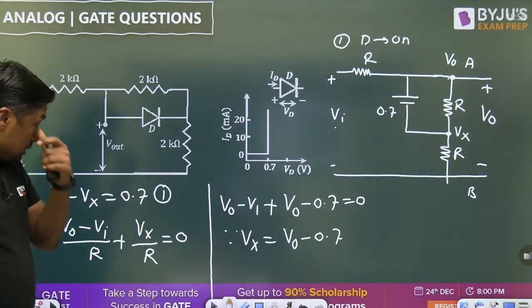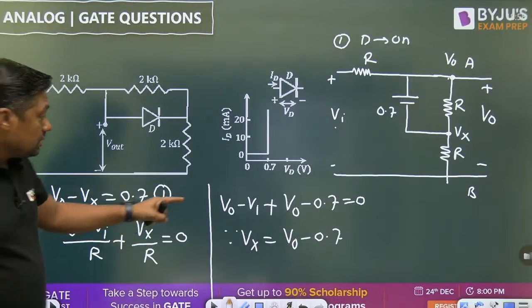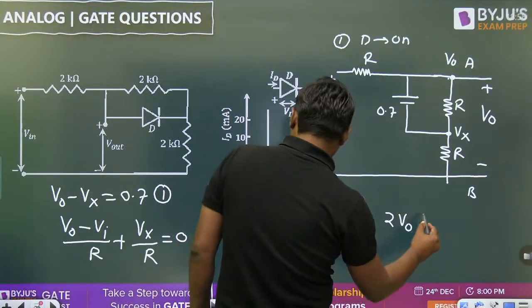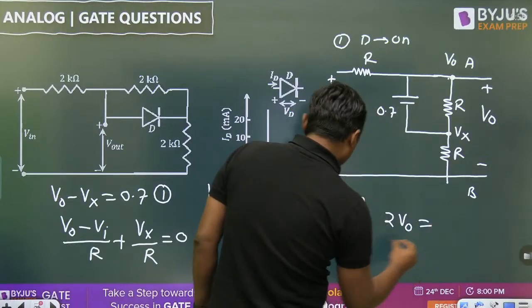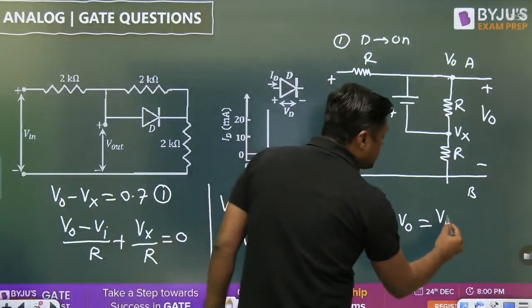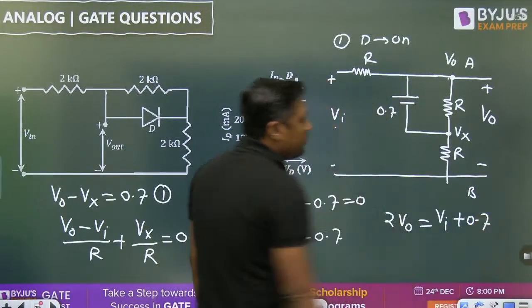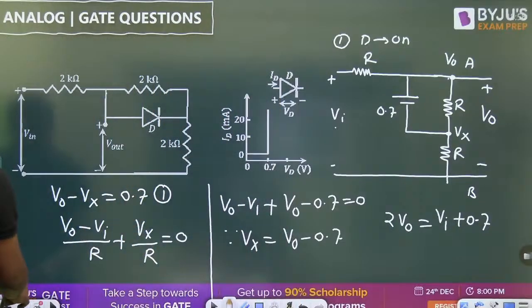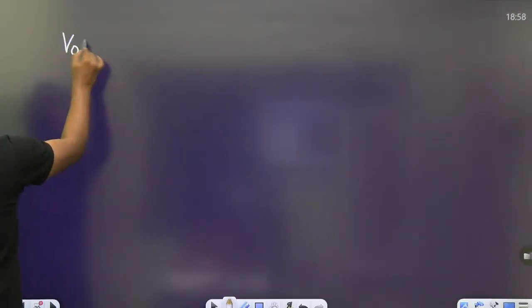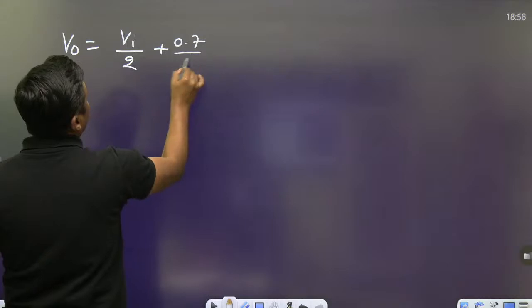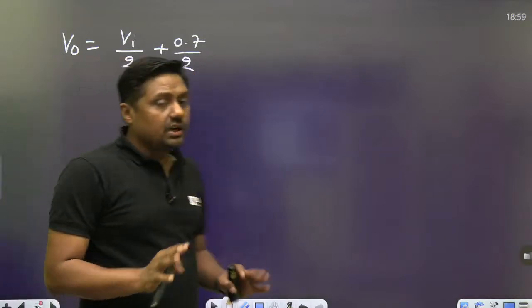Now, this is 2V0 is equal to Vi plus 0.7. That is the equation. So what is the V0 here? V0 will become Vi by 2 plus 0.7 by 2. Okay. That is under DC condition.